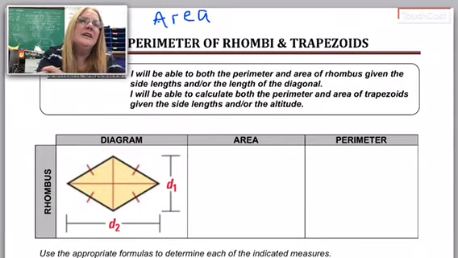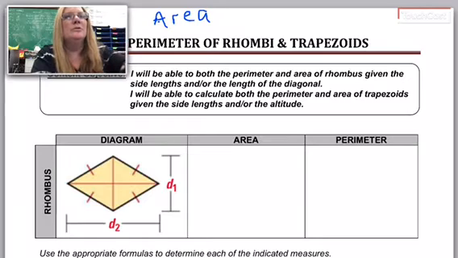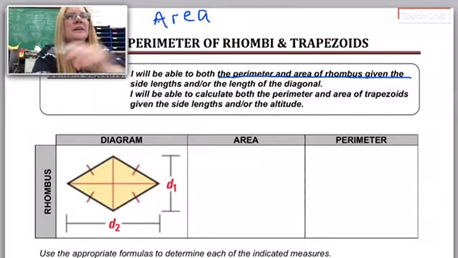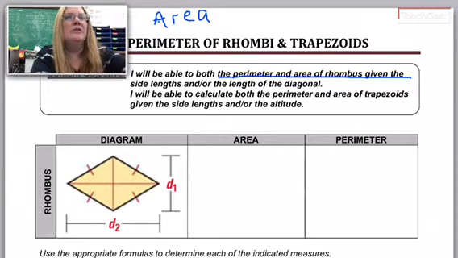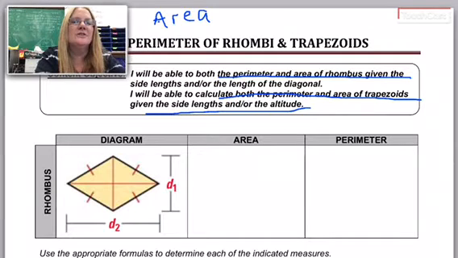This lesson is area and perimeter of rhombi and trapezoids. We want to be able to both find the perimeter and area of a rhombus given the side lengths or the length of the diagonal. And we will calculate both the perimeter and area of trapezoids given the side lengths or the altitude.